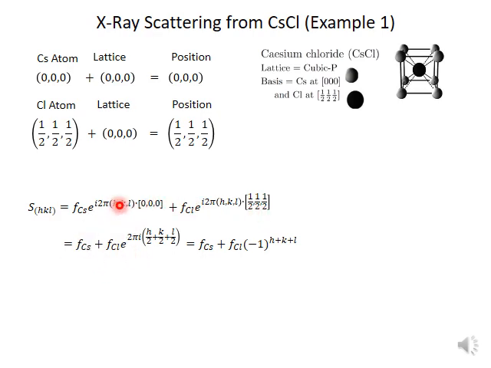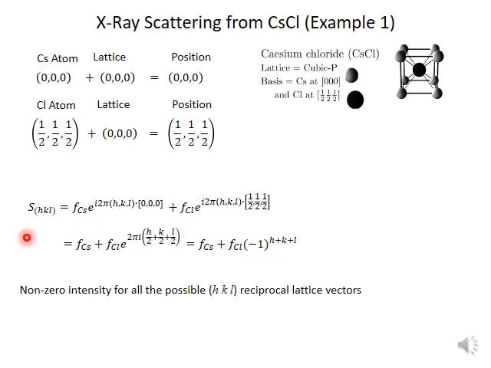You have cesium, this gives you 1 because e to the power 0 gives you 1. So you have the atomic form factor of cesium plus the atomic form factor of chlorine multiplied by e^(2 pi i (h/2 + k/2 + l/2)). So you can take this 2 out, and the 2 would cancel with this 2, and you are left with e^(i pi (h + k + l)), and e^(i pi) is simply given by -1. So this whole exponent you can write as (-1) to the power h plus k plus l.